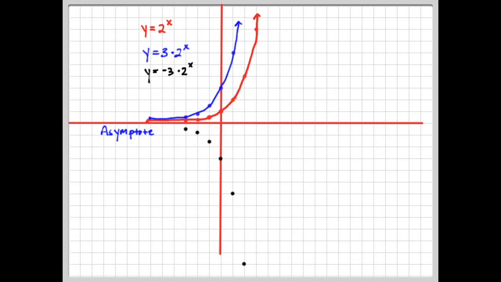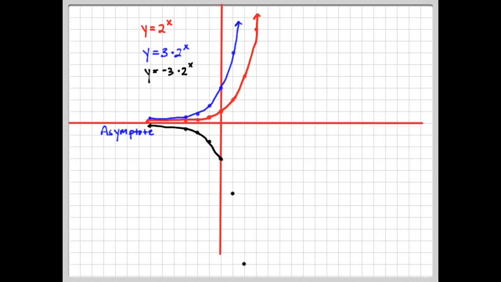Make sense? So what we could do is see that a y value of -3 is 1 times -3. A y value of -6 is 2 times -3. It's all of our original outputs from our parent function, from our 2 to the x, all of those points multiplied by -3. And that negative is what makes it go down, what makes it go under the x-axis. We call that a reflection over the x-axis.